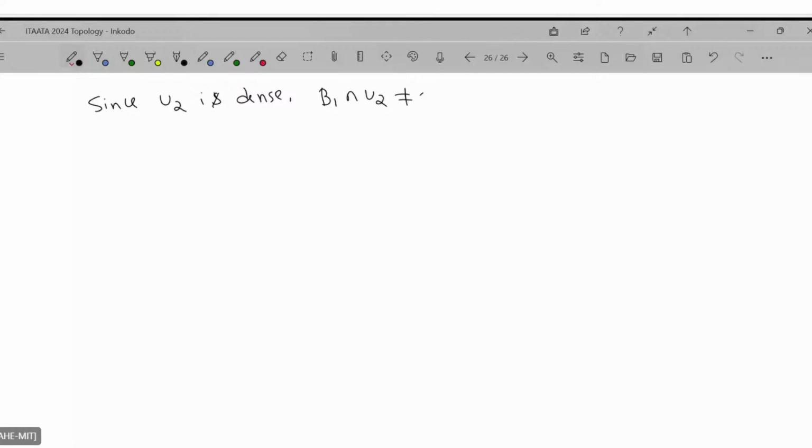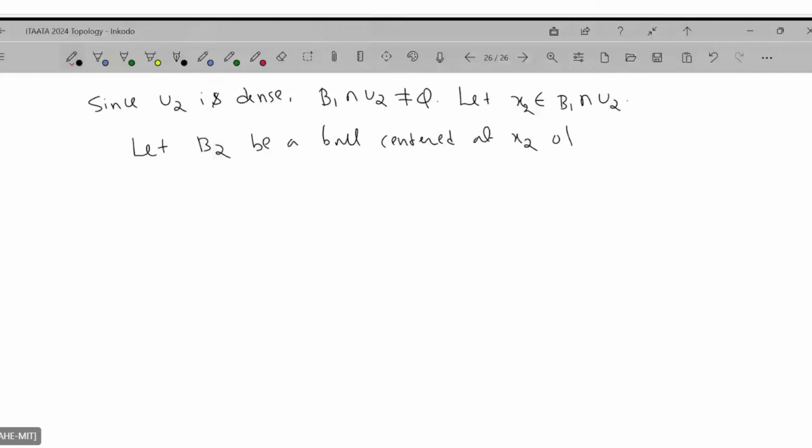Let X2 belong to V1 intersection U2. Then let V2 be a ball centered at X2 of radius less than 1 by 2 squared, such that the closure of V2 is contained inside of V1 intersection U2.